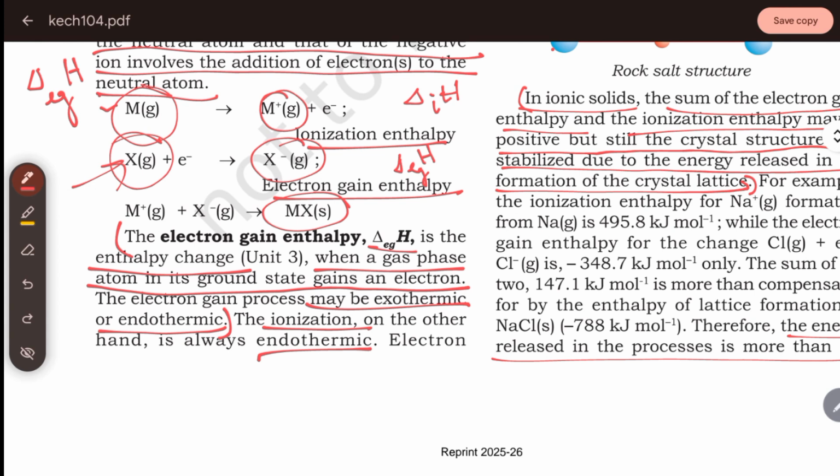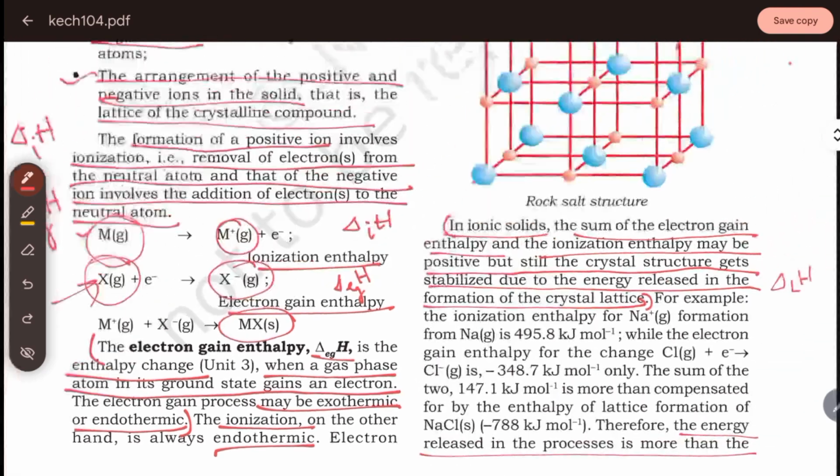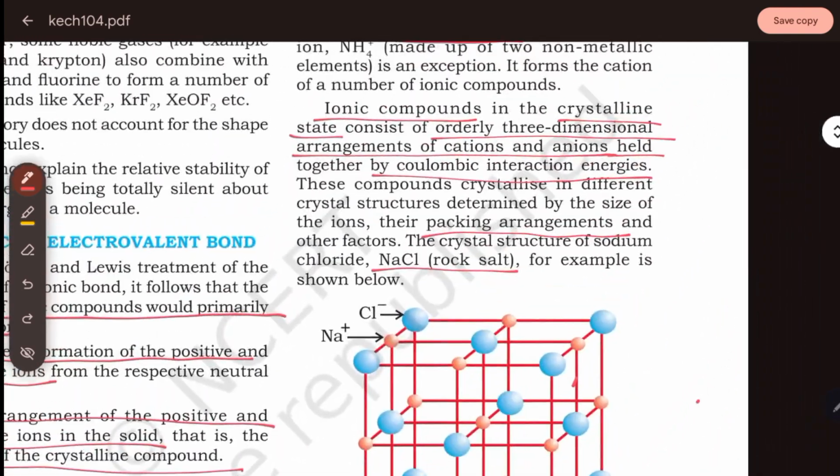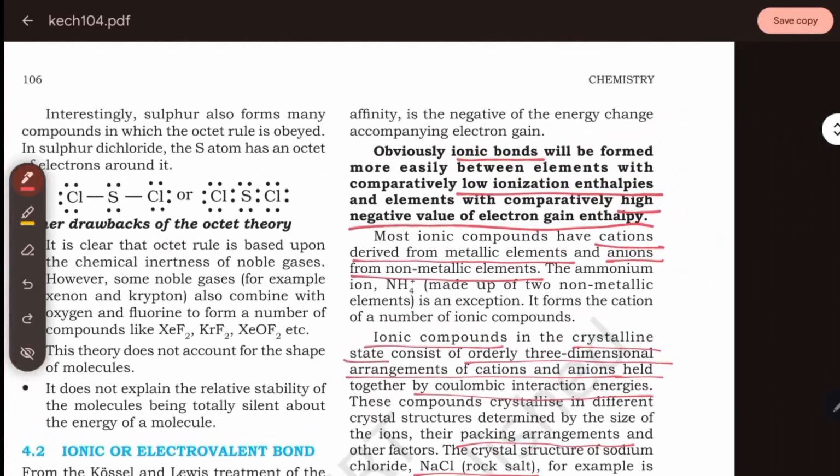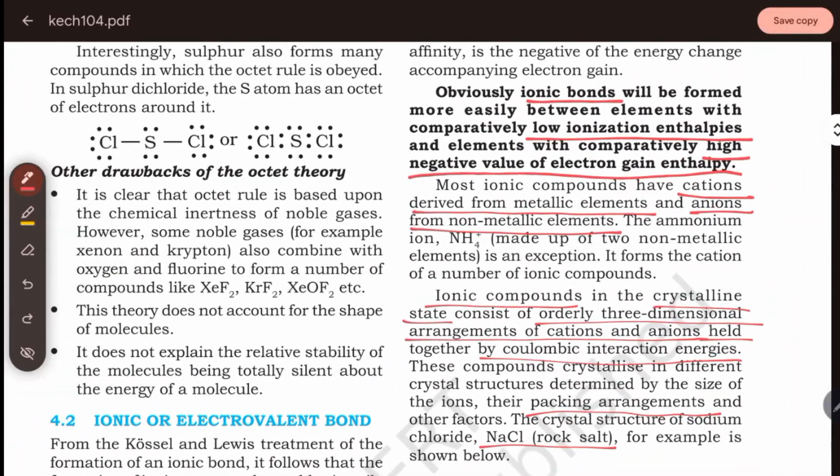The ionization enthalpy needs to be endothermic only because energy is required in order to remove an electron from an isolated gaseous atom in its ground state. So let us see the next part. Obviously, ionic bonds require what? Low ionization enthalpy and high negative value of electron gain enthalpy that I was telling you.